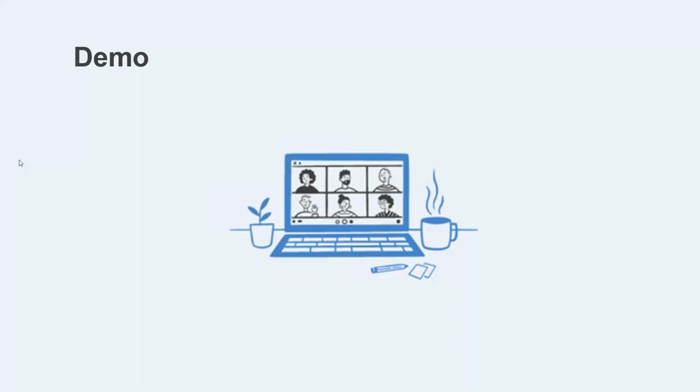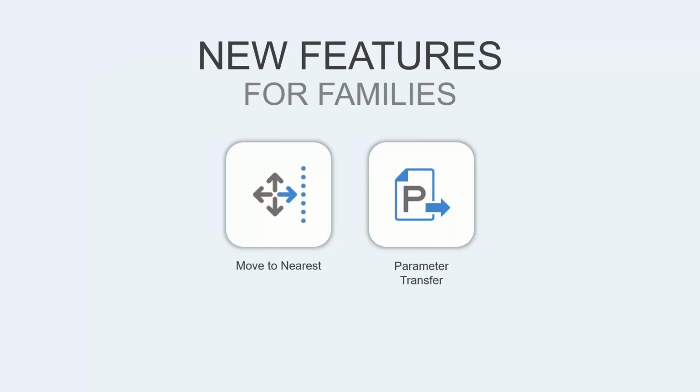First, I will group them under the toolbar groupings, the categories that you see within the toolbars across the Accelerate toolbar. And the first one is the new features that are going to help us manage our families. We have two new features, Move to Nearest and Parameter Transfer. The Move to Nearest feature helps with modeling different elements within your Revit model and moving them to align with other surfaces. When I say surfaces, think walls, ceilings, floors.